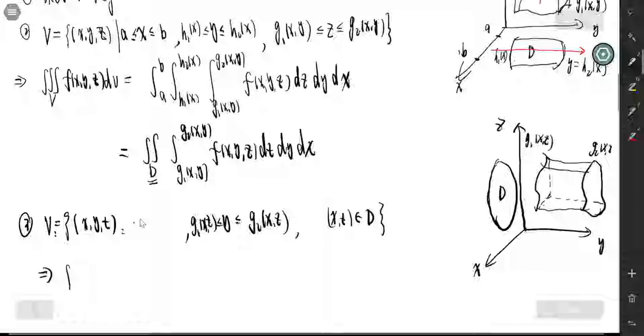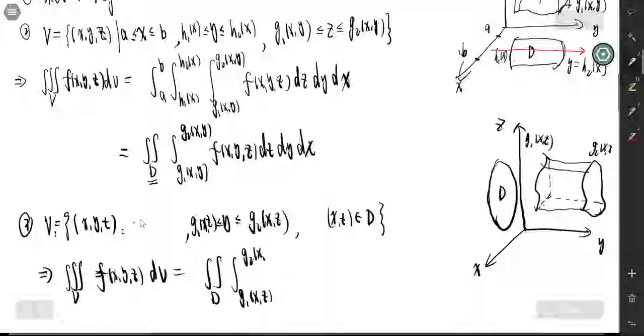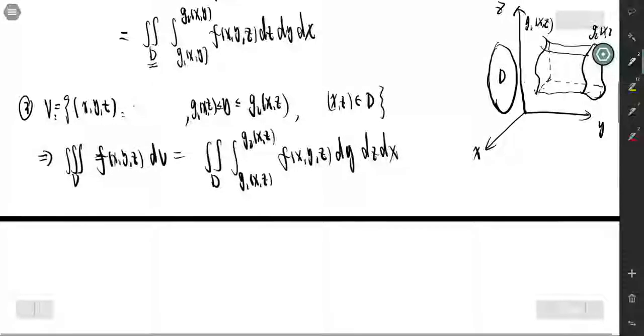Then the triple integral can be read as the integration on D, from g1(x,z) to g2(x,z), of f(x,y,z), with dy first, then dz dx on the region D. That's the computation. We can see there are some other cases where we can integrate x first. That's all similar.